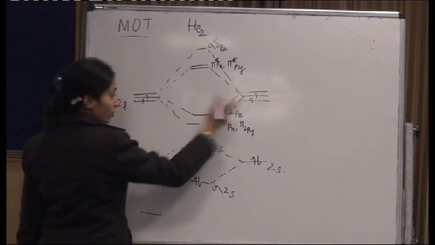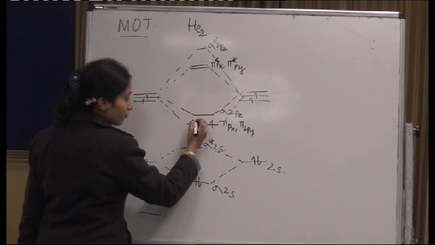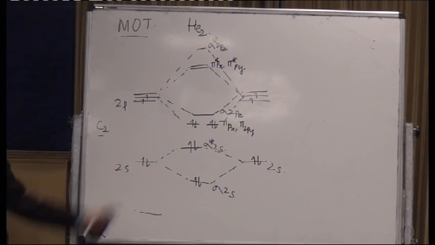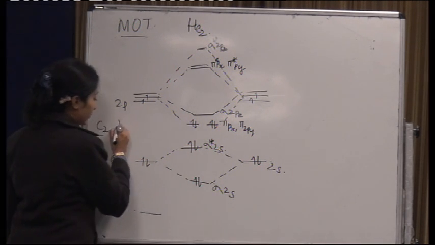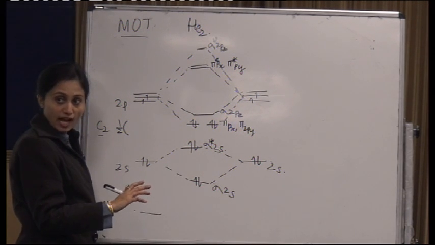So these 4 electrons will be 1, 2, alright, 3 and 4. Clear with that? And so your sigma 2pz will be 0. And what will be the bond order? You can easily calculate half of number of bonding electrons minus number of anti-bonding electrons.